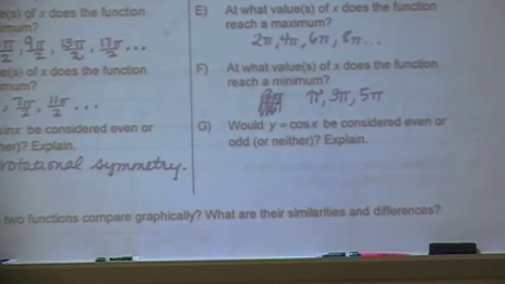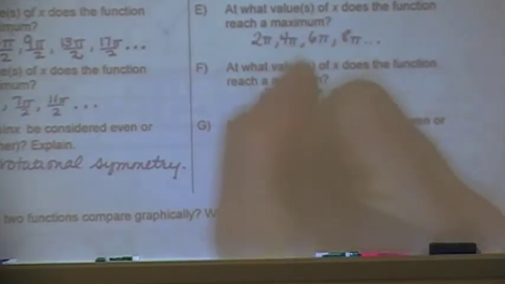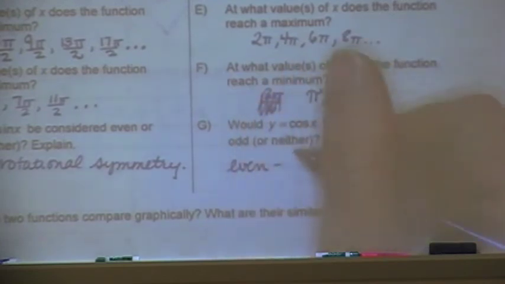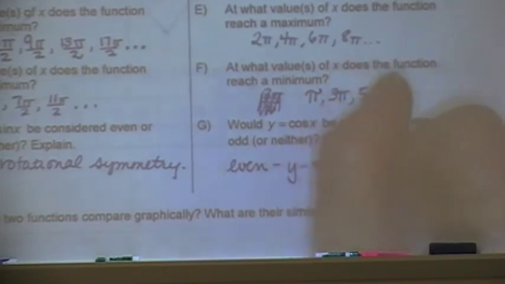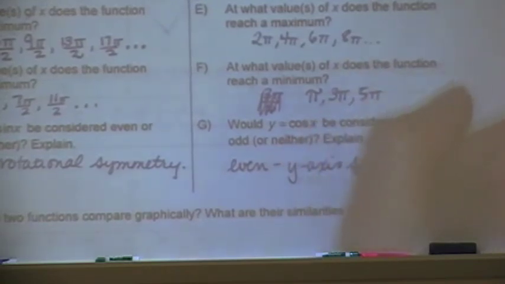Okay, what is cosine? Odd, even, or neither? It is even. Why? Fold it. This one can fold, right? This is y-axis symmetry.